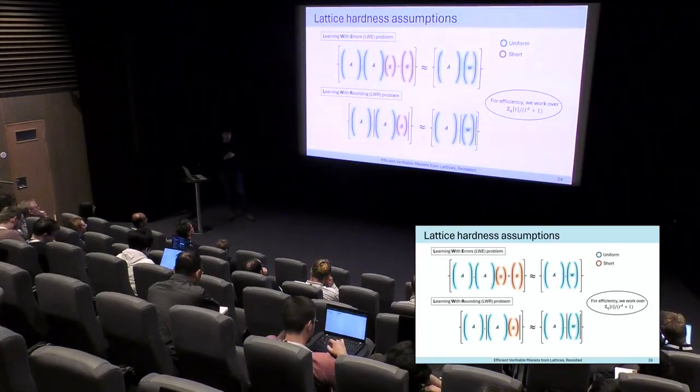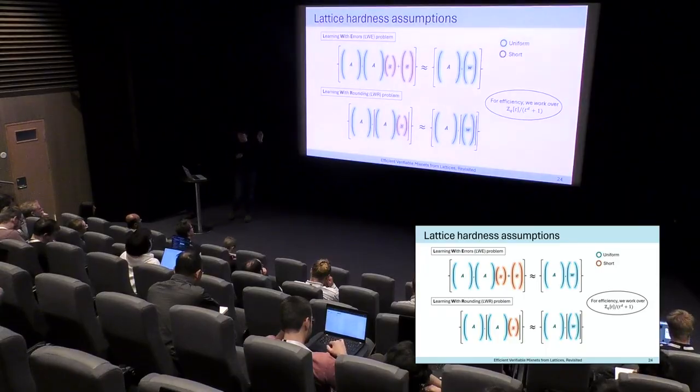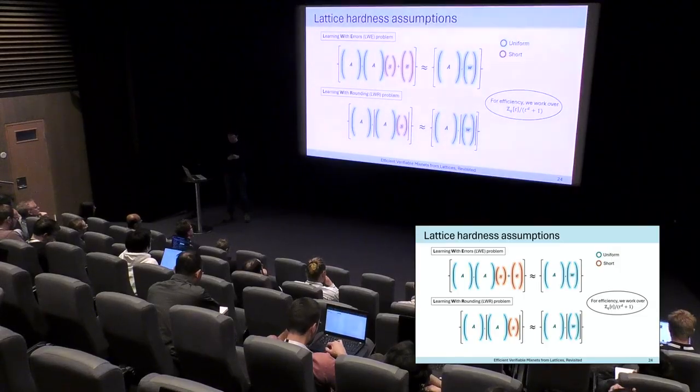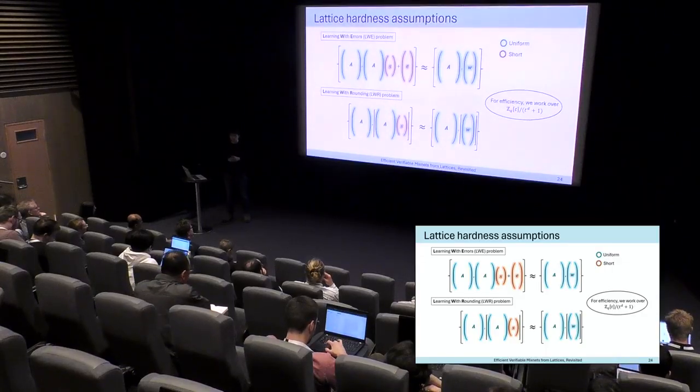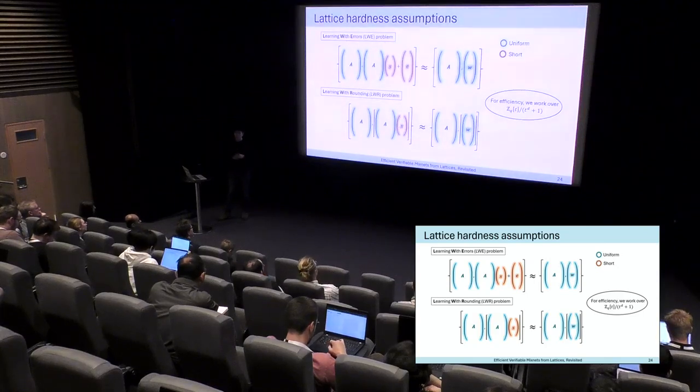We rely on the standard lattice assumptions. We have the learning with errors problem, distinguishing between this structured version with short secrets and uniform samples, and another variant, which is learning with rounding, where instead of the random noise e, you add some deterministic noise that comes from rounding. For efficiency reasons, as is done for example in the standardized ML-KEM, we take these vectors and matrices with elements over a polynomial ring.